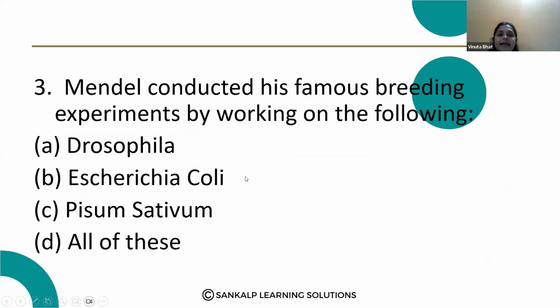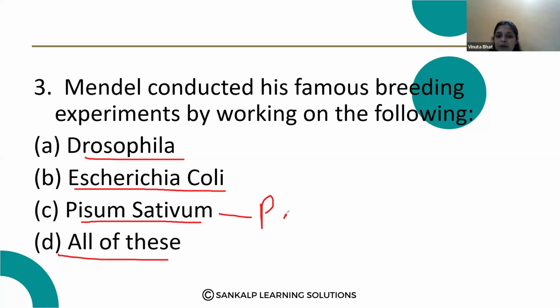Next question. Mendel conducted his famous breeding experiments by working on the following. Option A, Drosophila. Option B, Escherichia coli. Option C, Pisum sativum. Option D, all of these. Here, Mendel conducted his experiments regarding the inheritance of the genes on the Pisum sativum. That is the scientific name of the pea plant. The scientific name of the pea plant is Pisum sativum. The correct answer is option C.